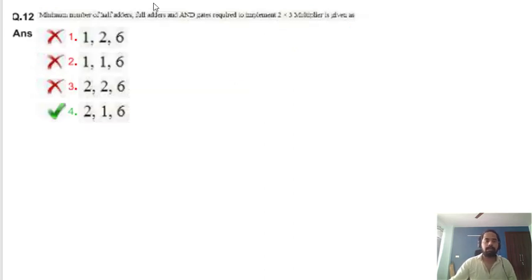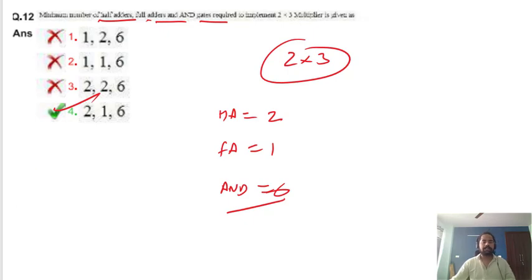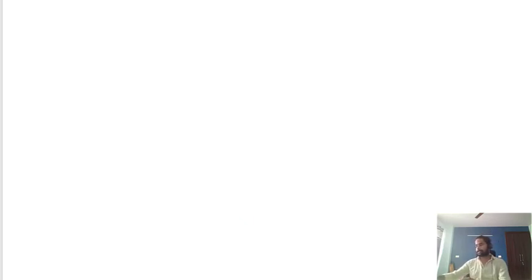Next question. Minimum number of half adders, full adders and AND gates required to implement a 2 cross 3 multiplier. So two half adders are used, one full adder is used, and a total of 6 AND gates are used. So option 4 is the correct answer. These are the questions that we have solved in this first part. Now we will see other questions in the next part.